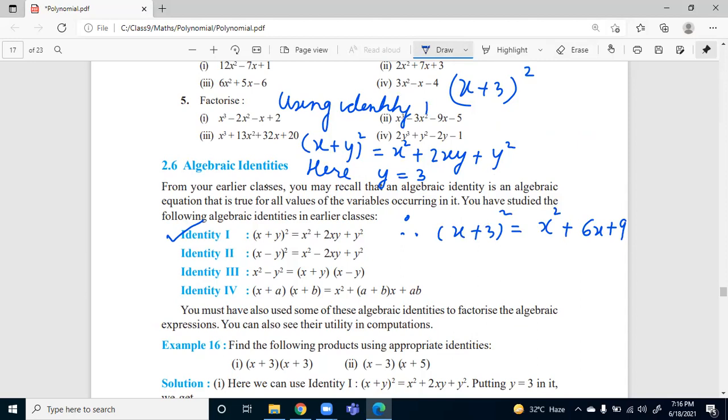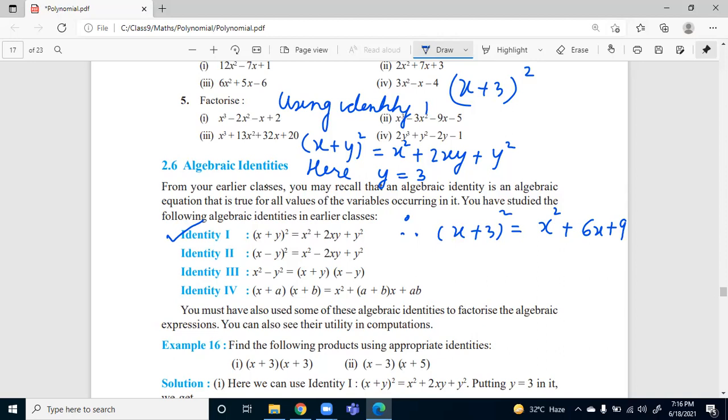Ma'am, this is also the same identity as in 8th. Yeah, so this is just a revision. 9th has too many identities. So this is just simple 4. Then I will be giving you difficult ones also.